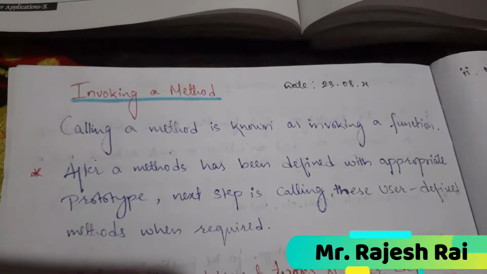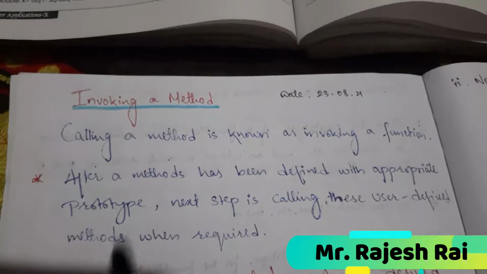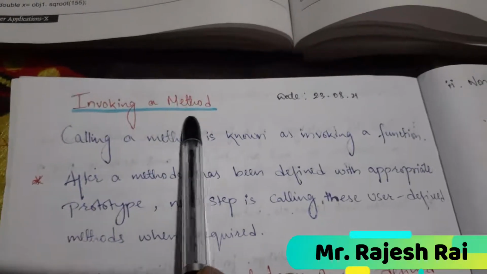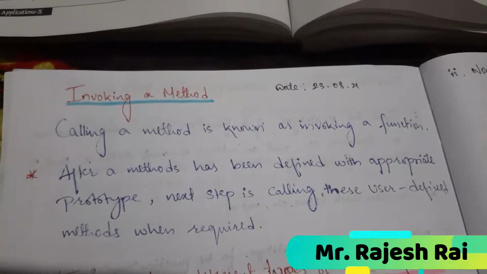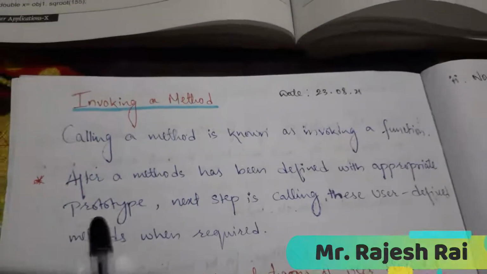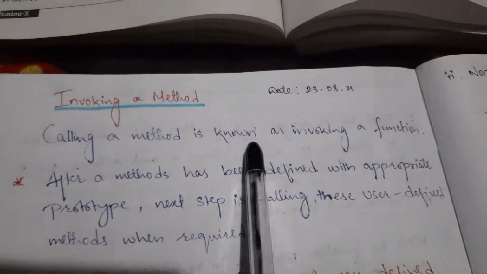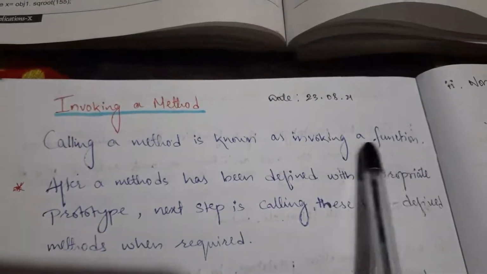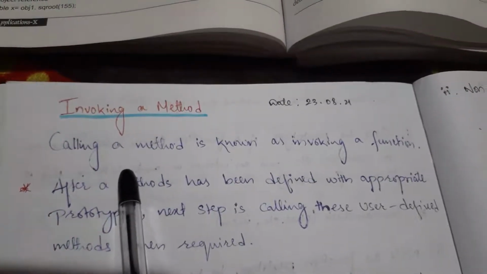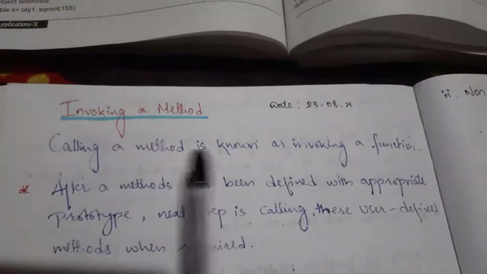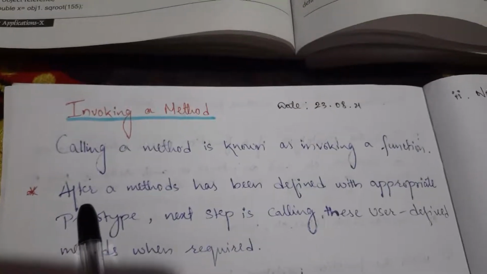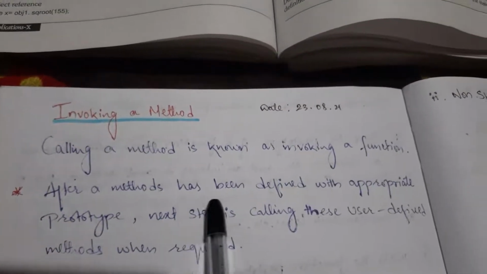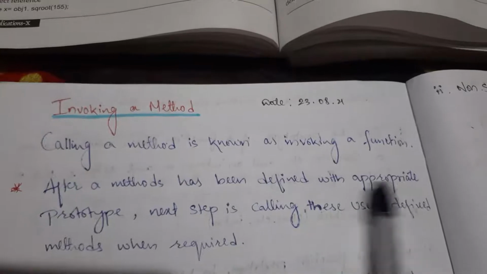And today I'm going to start a new topic for the chapter, that is invoking a method. Here we'll be learning about how to call a method in programming. My dear students, calling a method is known as invoking a function. That means when we call any kind of method in programming, that is considered as invoking a method or function.